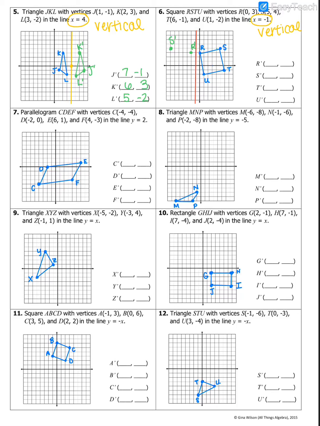T, it looks like, is 7 units to the left, so I'm going to go 7 units to the right, which would end up about right here. And there's T prime. And then U is 2 units to the right, so I'm going to go 2 units to the left of the red line. So again, these are where people start to get a little bit tripped up, just because it is looking at a specific line.